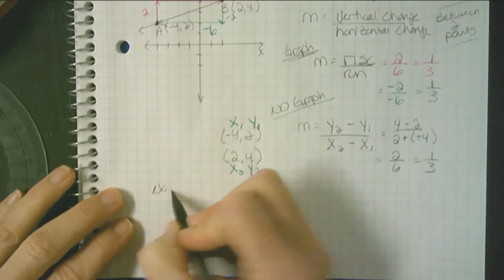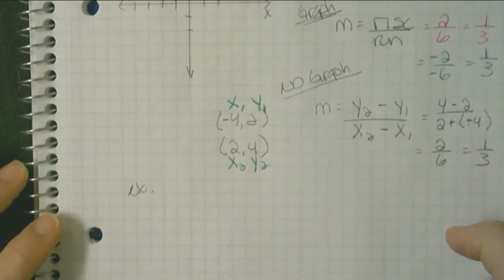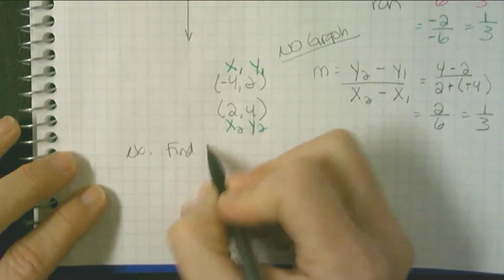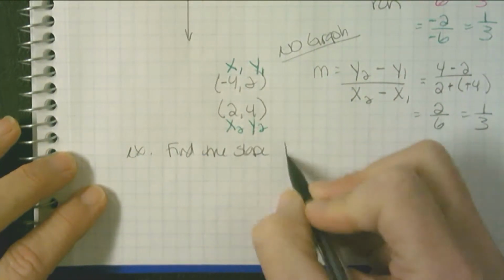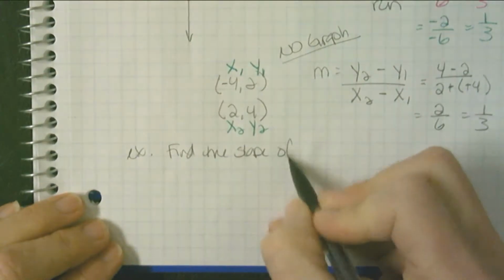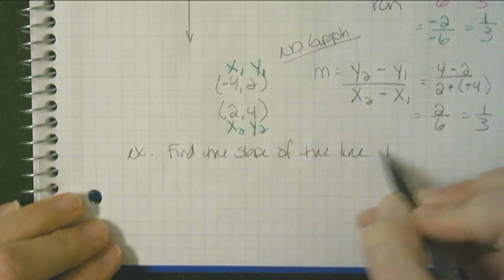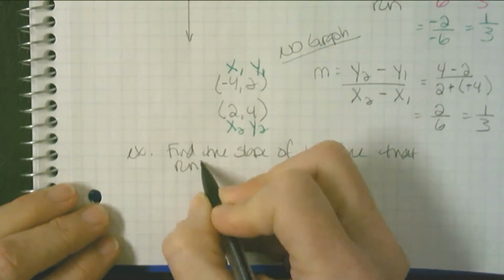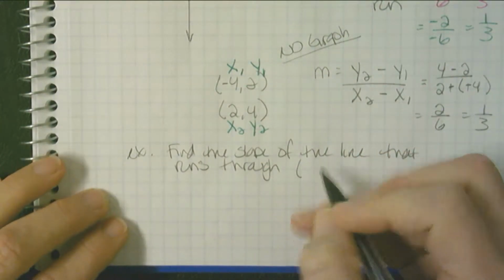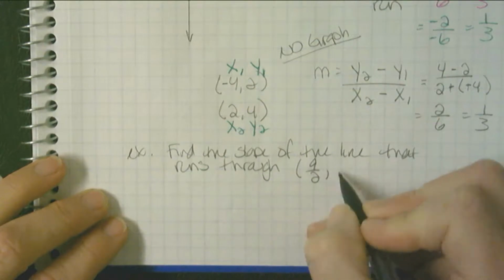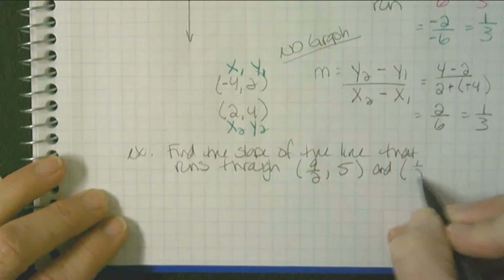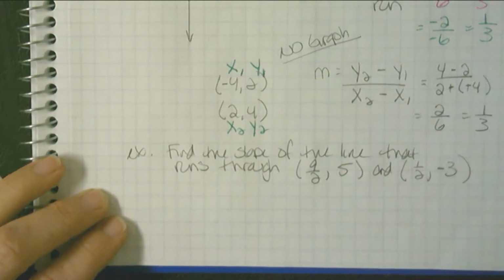So here's my example. Always write the formula down before you use it. You'll never forget it. All right, I want you to find the slope of the line that runs through 9/2, 5, and 1/2, -3.